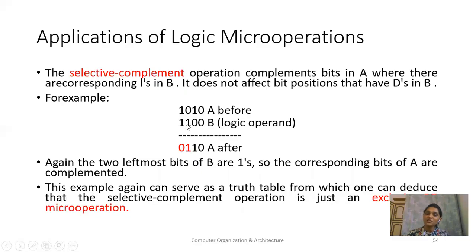That means you have to put 1 over the place where you want to complement and 0 where you don't want to change, and then just do XORing of those 2 bit patterns. That is your XOR gate. So by using this method you can selectively complement.